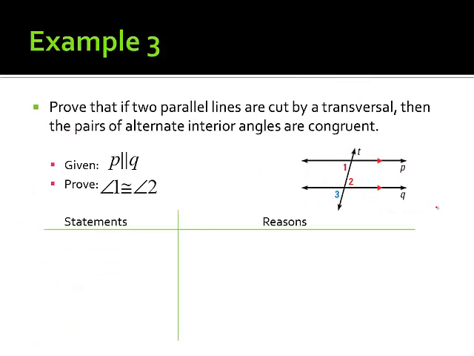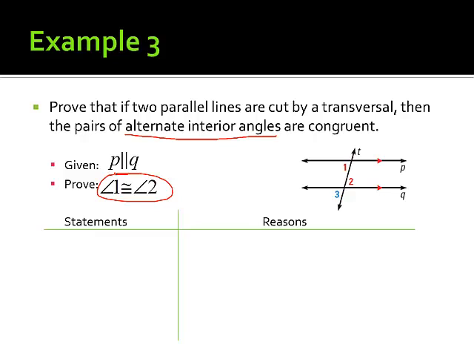Here is our wonderful proof. So we have proved that if two parallel lines are cut by a transversal, then the pairs of alternate interior angles are going to be congruent. We're trying to prove that the alternate interior angles are congruent, so we're proving a theorem, which means we can't use that theorem in the definition. We can't automatically say that angle 1 is congruent to angle 2 because of the alternate interior angles theorem. We're trying to prove that.